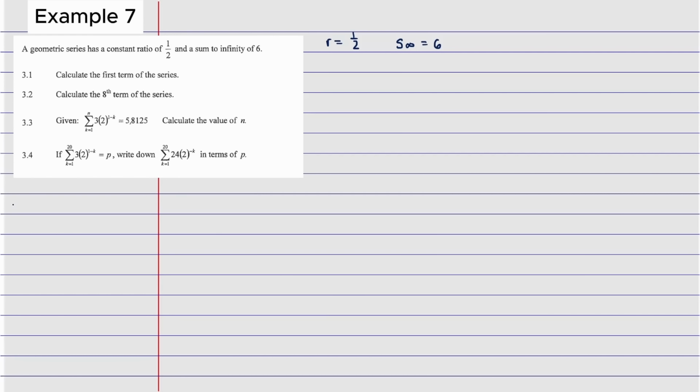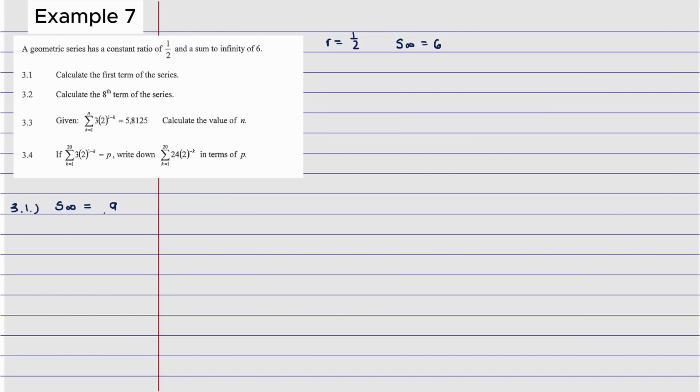Let me start it from here. Let's have order this time. Then it's going to be calculate the first term of the sequence. So what do we have? We have that R is equal to 1 over 2, and we have that the sum to infinity is equal to 6. But the nice thing is that the sum to infinity formula has A in it, and A is the first term.